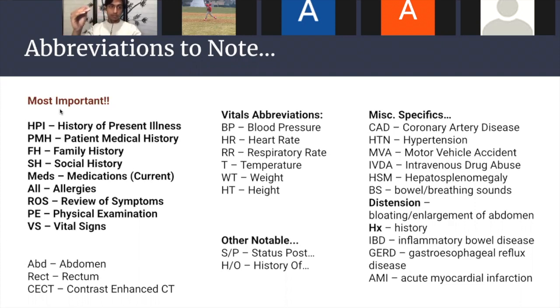But first of all, history of present illness, patient medical history, family history, social history, what medications they're currently taking, whether you have some allergies, whatever. Review of symptoms, extremely important. I want everyone to be sure they look at the review of symptoms. And all these cases are not all the same. They don't all have all of these. So really focus on the information that's given to you, and it's not going to be every single one of these. So just keep that in mind.